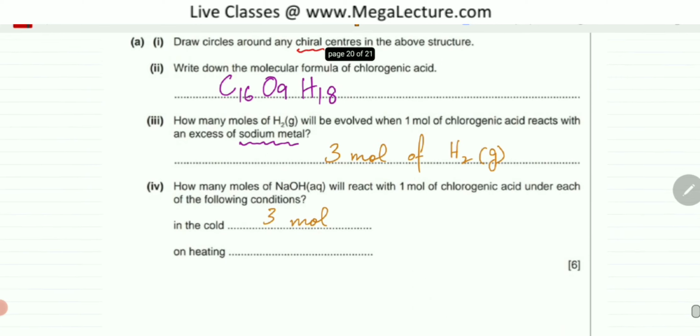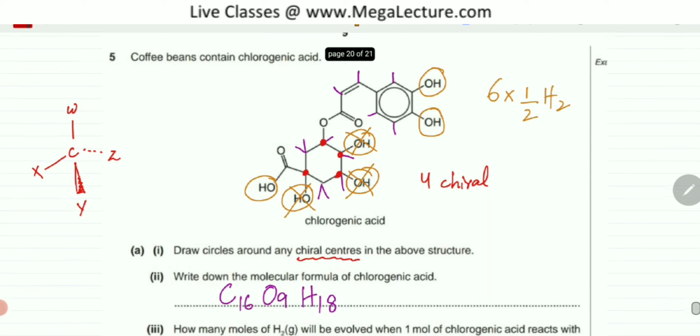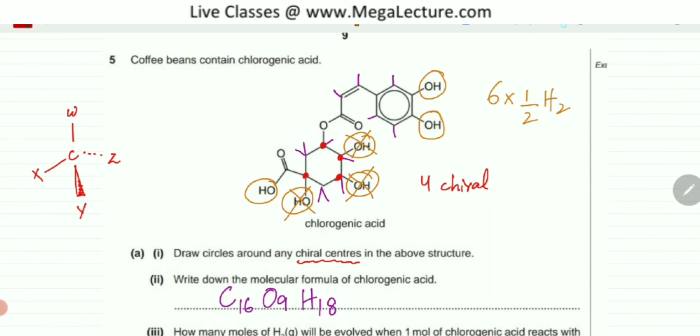And let's move to the next part, which is that on heating, now he's asking how many moles of NaOH would react. Now the only issue is on heating, remember NaOH is an alkali and esters are hydrolyzed when you heat them with an alkali. So the only thing that changes now is that there is an ester group, and let me mark that. Here you can see this over here, this one in green is an ester group.